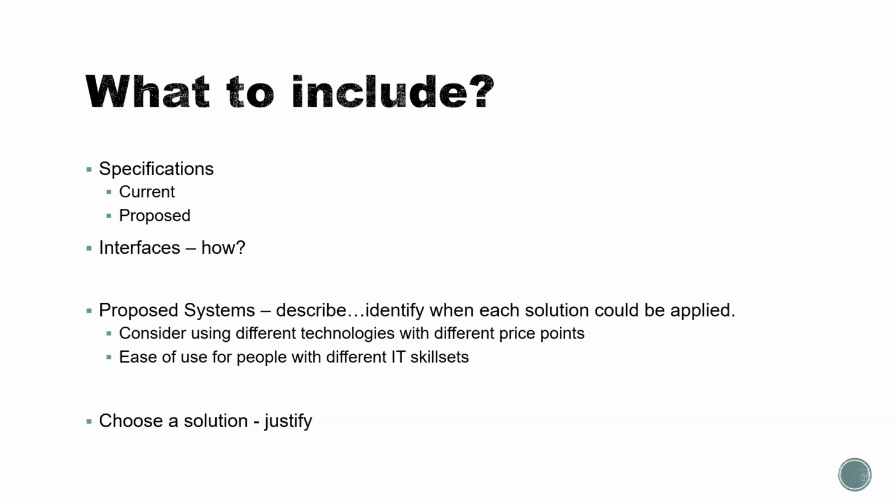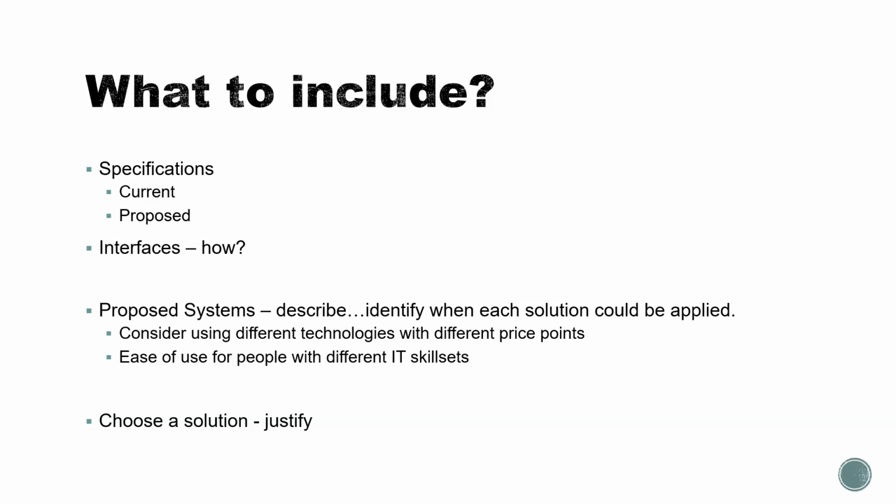What to include? Okay, specifications, current and proposed. All right. So what are your current specs of the machines, and then what are your proposed specs of the machine? So that might link into the third point down here, which is proposed systems.